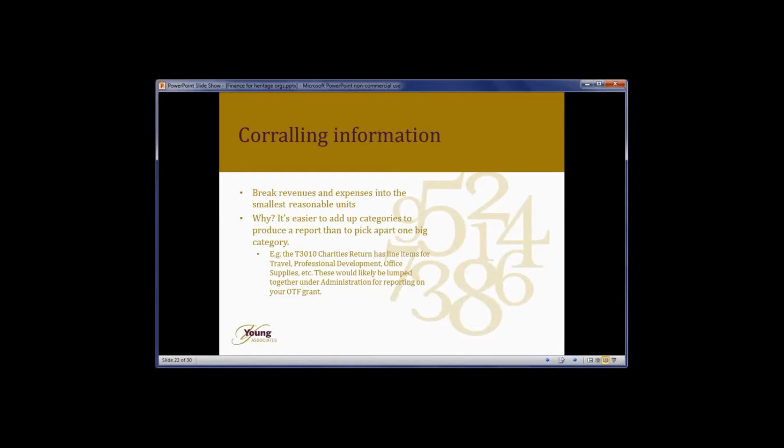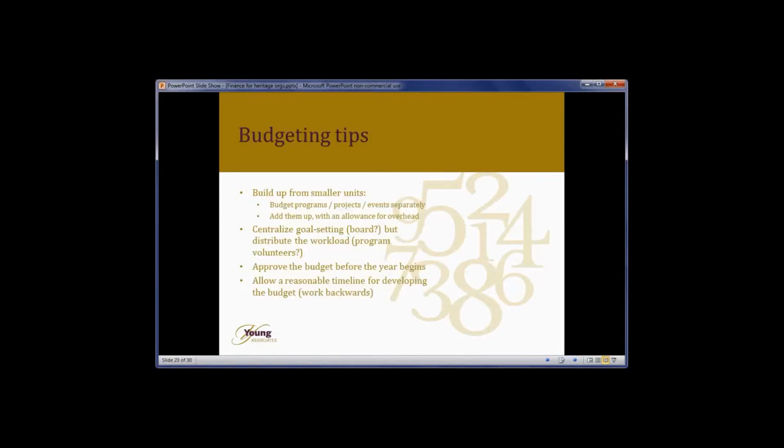The last time I saw their forms, there was one line for admin, which would potentially embrace all of those things. So in your own internal records, what you need to do is break it out to the maximum level of detail and then figure out what's going to add up to the lines on each of the funders' forms that you need to look at.